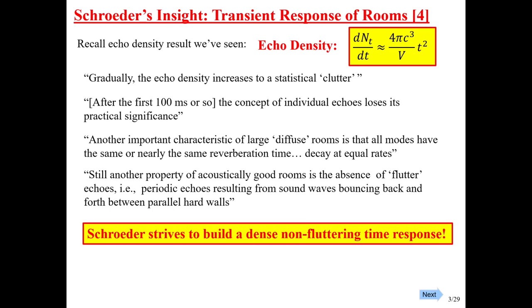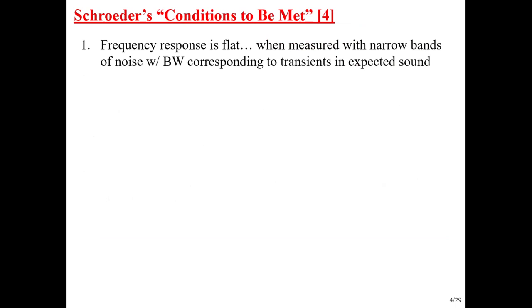So Schroeder decides, okay, I'm going to build a dense, non-fluttering time response. So those are the two things that he's decided. He's going to make this thing perfectly flat in the frequency domain, and he's going to try to get it to be extremely dense and hopefully get denser as time goes on, but there should be no periodicity to the impulse response. So he lays out these conditions, and again, I'm not quoting these exactly, but I summarized his 6 conditions.